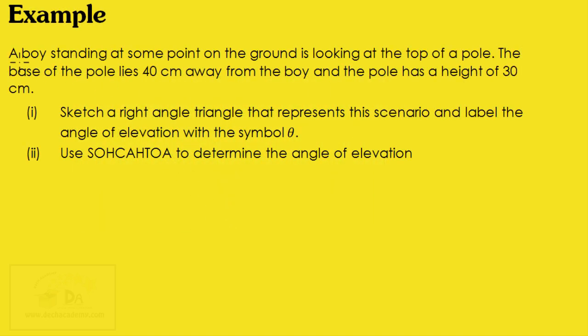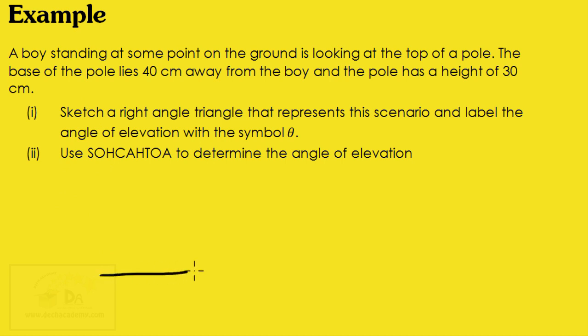It says, a boy standing at some point on the ground is looking at the top of a pole. A boy is on the ground and is looking at the top of a pole. The pole will be taken to be a vertical pole. The base of the pole lies 40 centimeters away from the boy, and the pole has a height of 30 centimeters. So that's the information we've been given. The first question says, sketch a right angle triangle that represents this scenario and label the angle of elevation with the symbol theta. So this first question is similar to the question in the previous example.